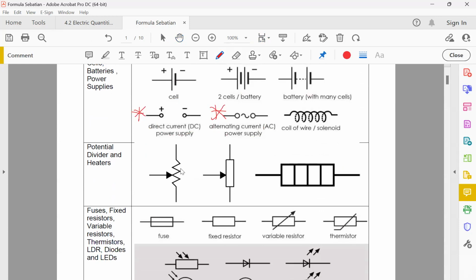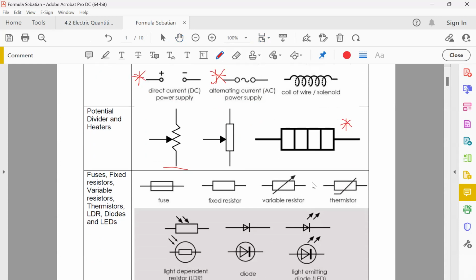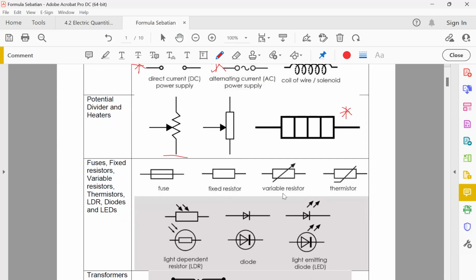Then after that, the next part here is basically a potential divider. These two are potential dividers, and this thing here is a heater, guys. This one here is relatively important as well. The next part here, you'll see that there is a fuse, fixed resistors, variable resistors, and thermistors. I would say all three of these are relatively important. Put a little star on the side there, right?